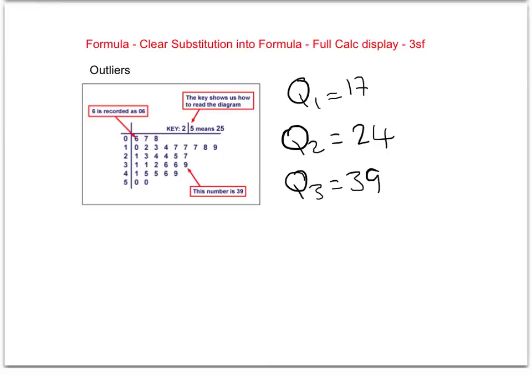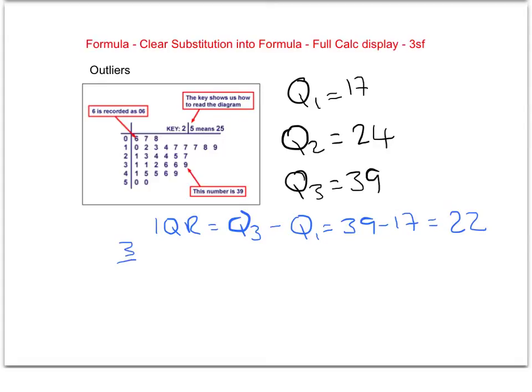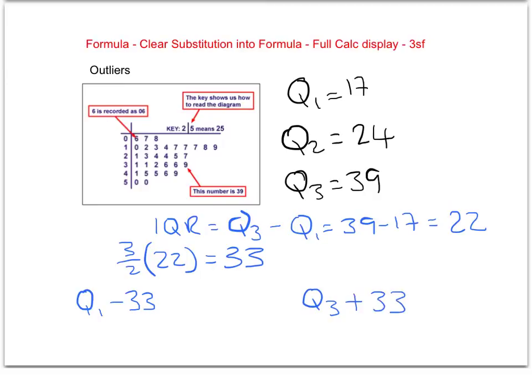To find out whether any of these bits of data are outliers, we start by calculating the interquartile range. So the interquartile range is the upper quartile minus the lower quartile, 39 minus 17, which is 22. Now we're allowed to go 1.5 times 22, so that's 3/2 times 22, which is 33. We can go 33 below the lower quartile, so we can go Q1 minus 33. Anything there within that is still okay, it's not an outlier. Or we can go 33 above the upper quartile. So anything above there is still fine.